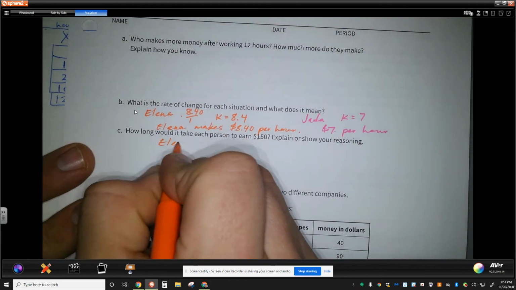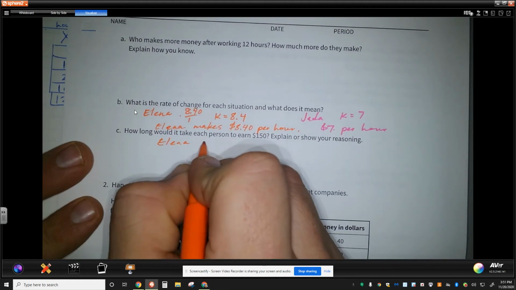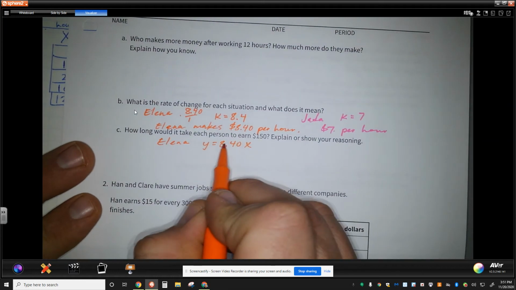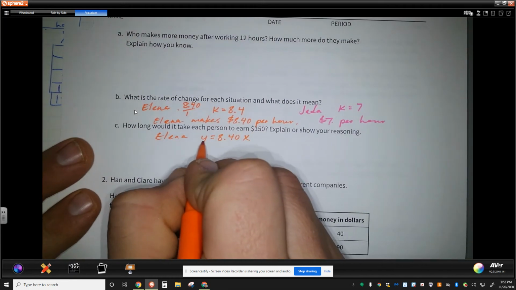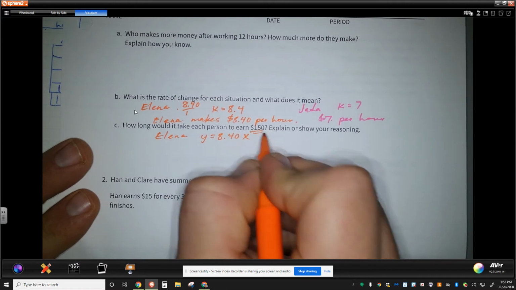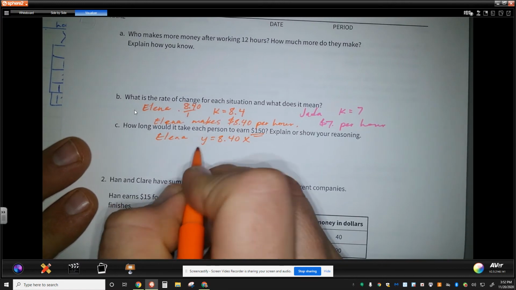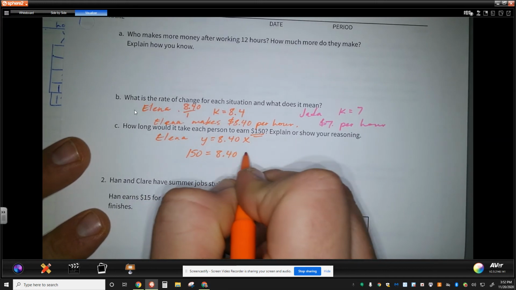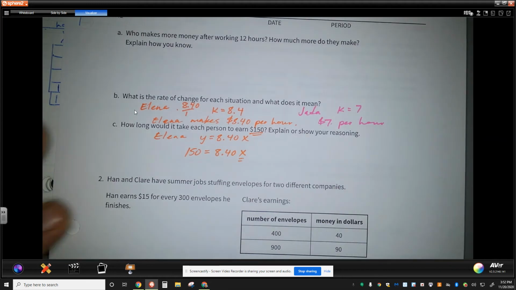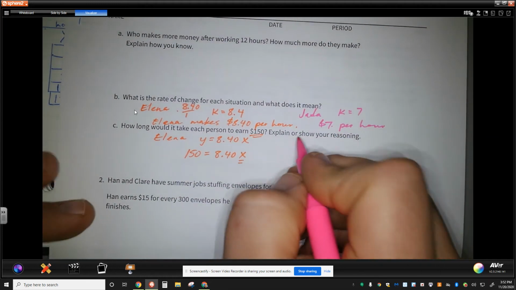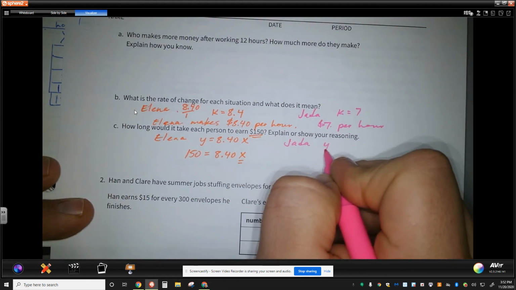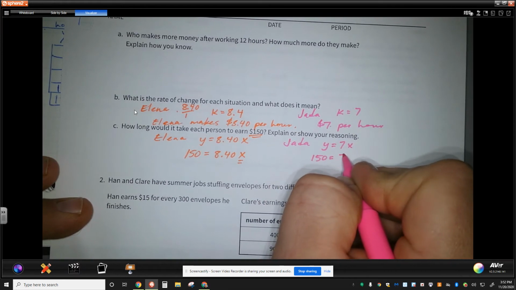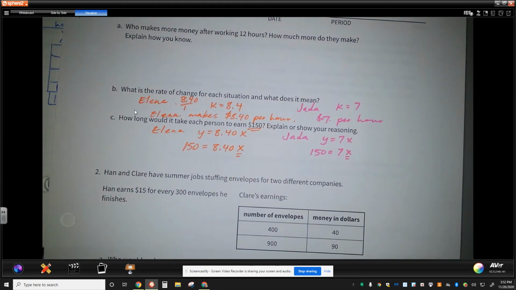So I'm going to get you started. Elena's equation is y equals 8 4/10 times x. If we're going to earn $150, we can take this value right here and recognize that that's the y coordinate, our output. So 150 is equal to 8.40 times what? You have to figure out what that x is. And then when we talk about Jada, we use her equation, y equals 7x. And we know $150 is equal to 7 times what? Find that value.